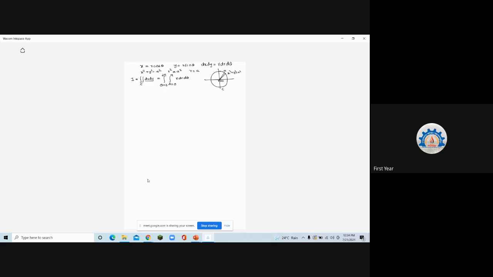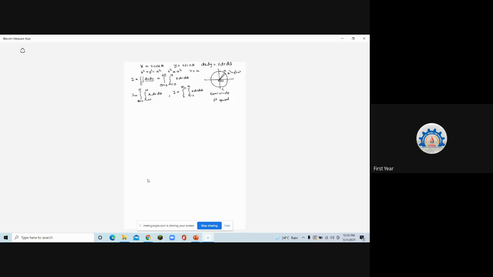Is this clear to everyone? Now tell me, if it is a semicircle, then what will be the changes? The radius r will be the same, 0 to a only, and theta will be 0 to pi. Very good. For the first quadrant of the circle, theta will be 0 to pi by 2. Clear everyone? Okay, fine. So this is about the circle.